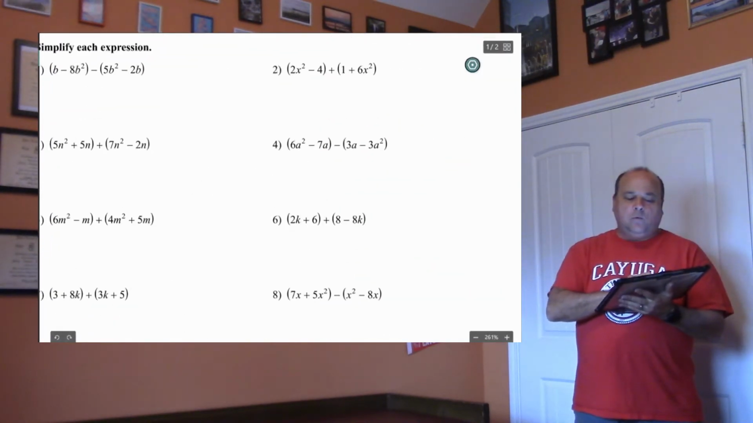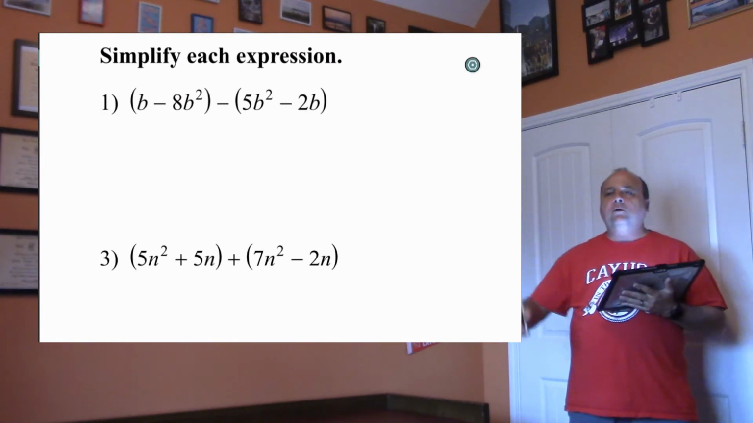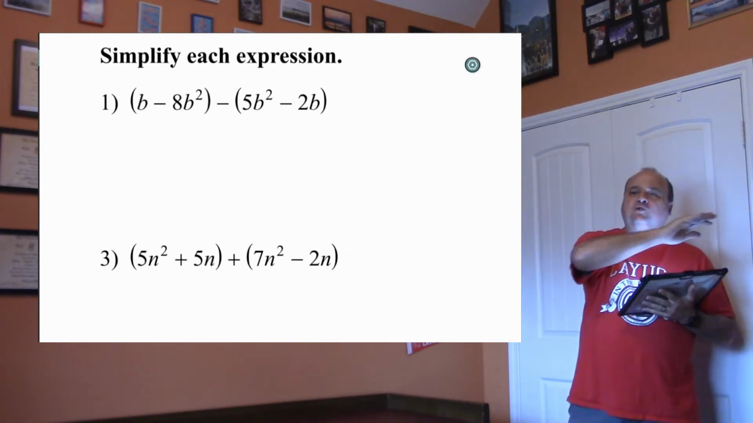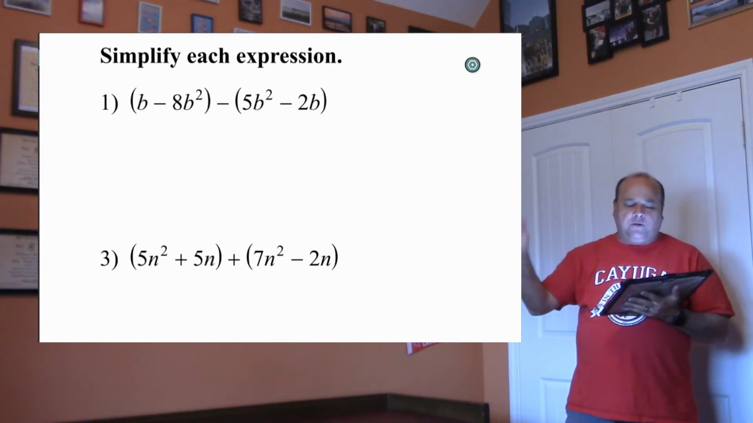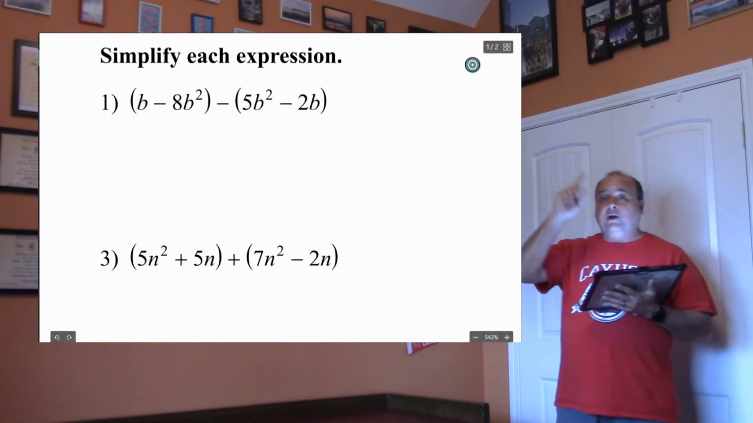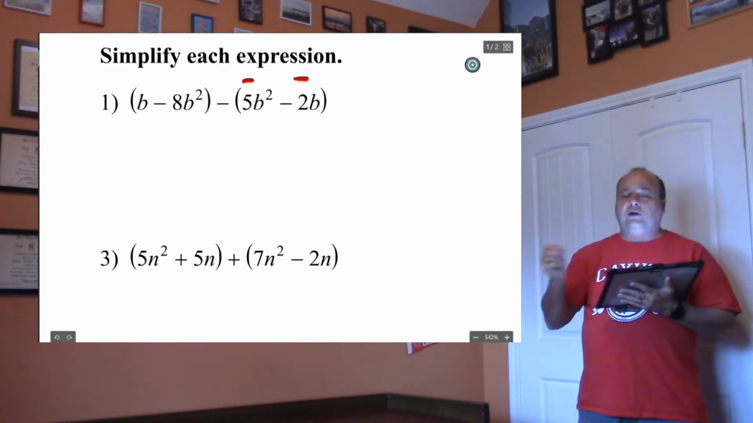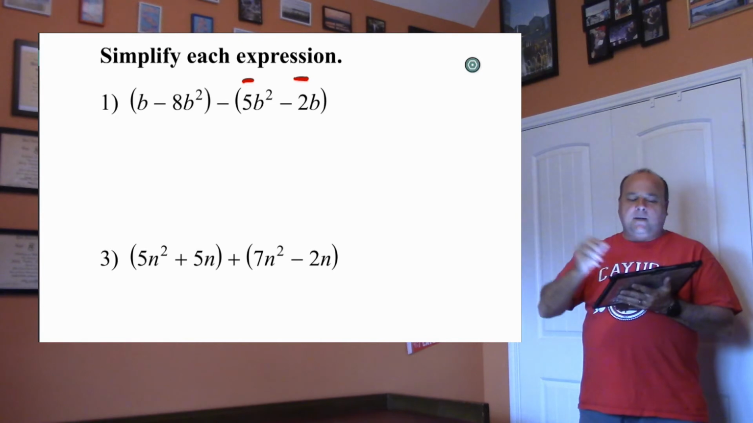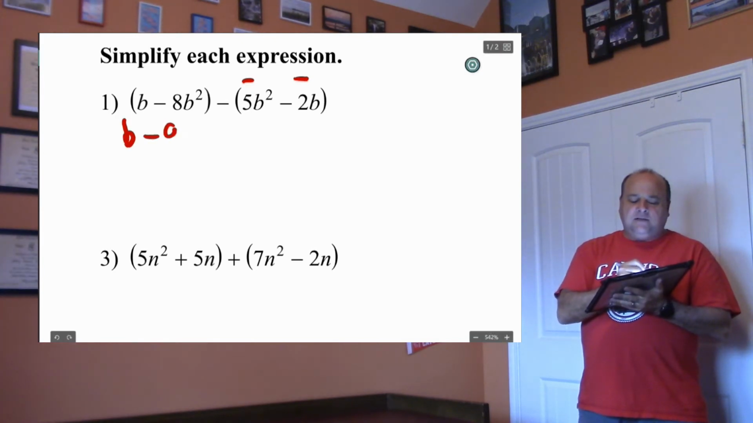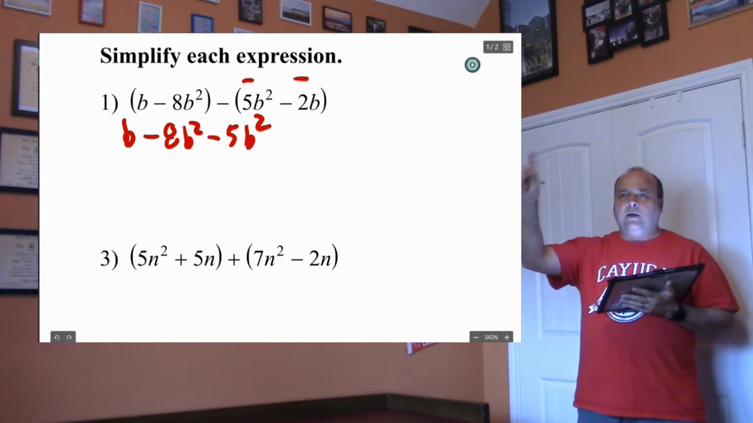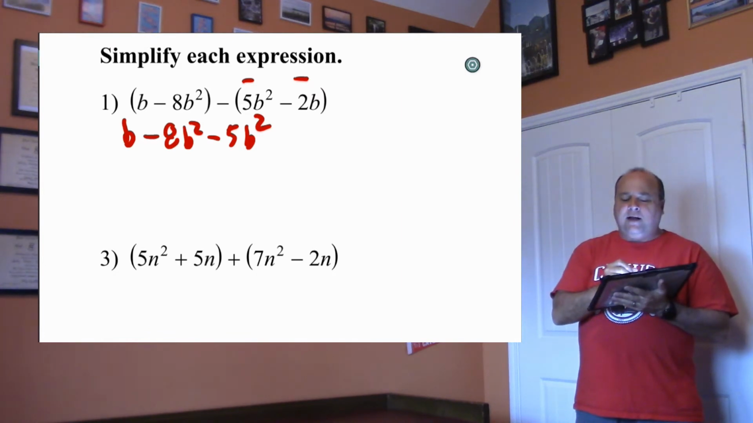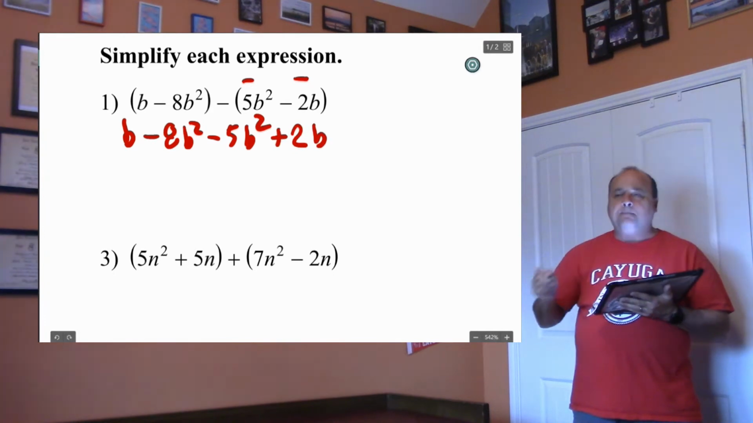So let's go up to number 1. Going to go through and do this with you. The first thing you want to do on this problem is write everything without parentheses. So we're going to rewrite the problem and get rid of all the parentheses. Notice I have a minus here. I'm going to bluebell chart that minus, or distribute the minus. So I'm going to have b minus 8b squared. A negative times a positive is a negative. 5b squared. Sign, number, letter, exponent. We're still doing that. A negative times a negative is a positive. My number's 2, my letter's b.